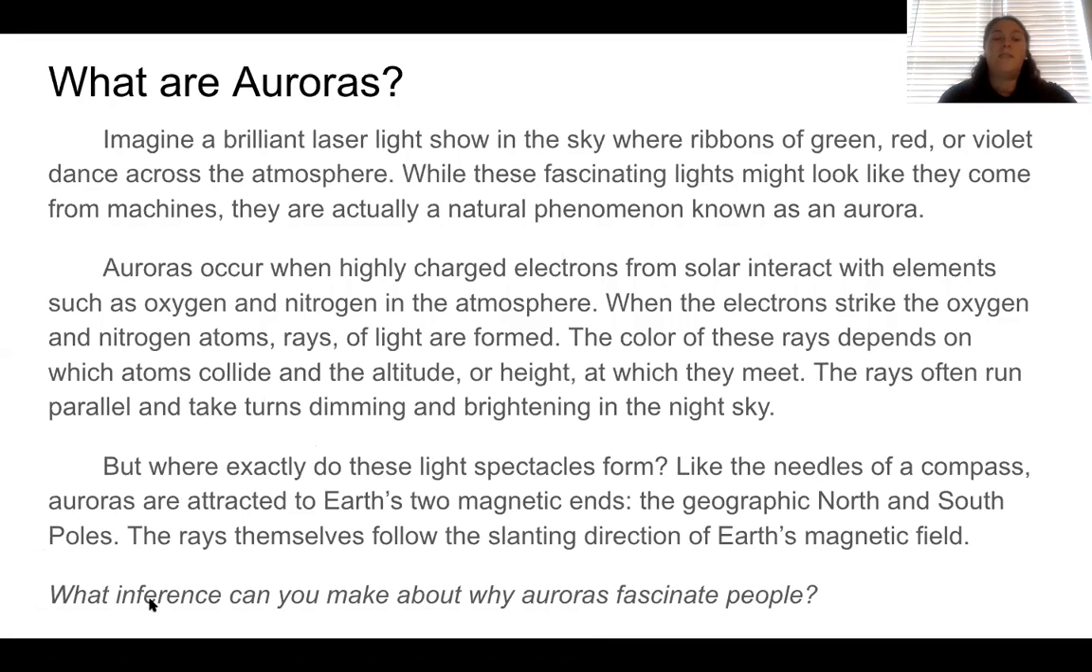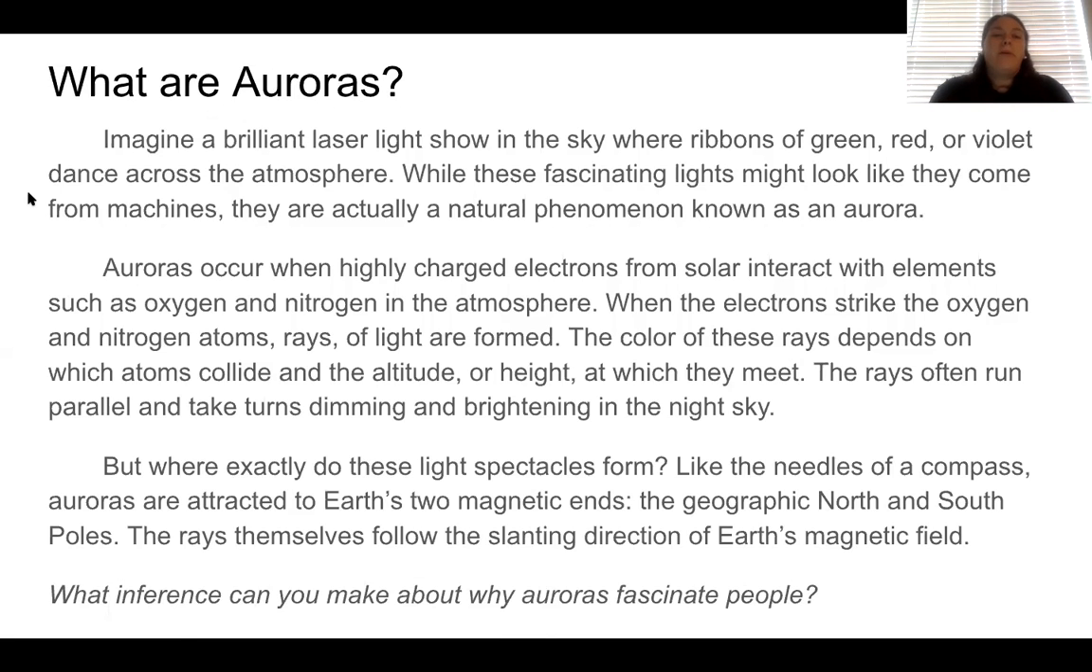So knowing that the question is asking for an inference, I already know that there is not going to be something explicitly stated, that it's not going to explicitly say, auroras fascinate people because. That's not going to be anywhere in the text. When it asks me to infer, I know that I will have to use my prior knowledge as well as clues from the text. So I need to find clues in this text to help me understand why people are fascinated by auroras. So what are auroras? Right there, we already know that this is informational text, and we should know that it's going to tell me what auroras are.